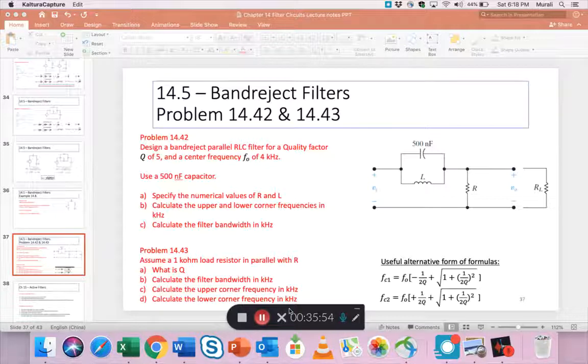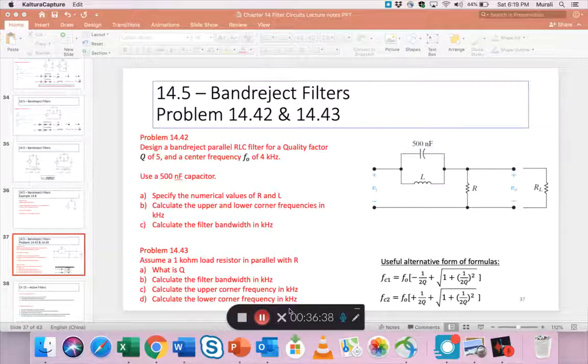So he gives us some data. He says the quality factor is Q of 5 and a center frequency F0, which is in hertz, of 4 kilohertz. So these are the items he's given us. Also, another thing he says is use a 500 nanofarad capacitor. So using all this information, find A, R and L, resistance and inductance, B, find the upper and lower corner frequencies in kilohertz, and C, calculate the filter bandwidth in kilohertz. So he wants everything in kilohertz.